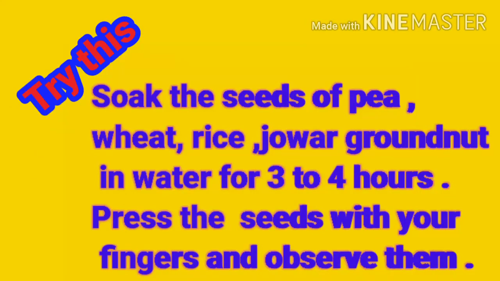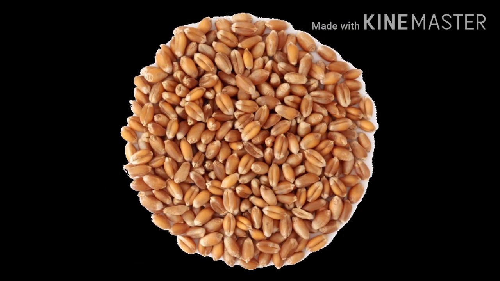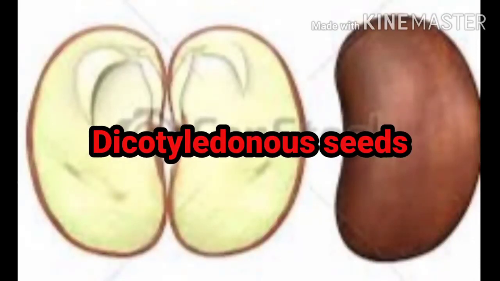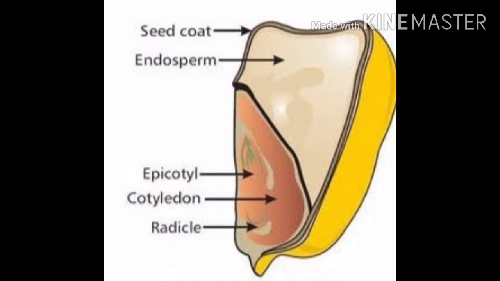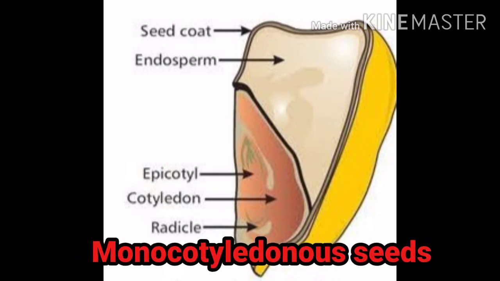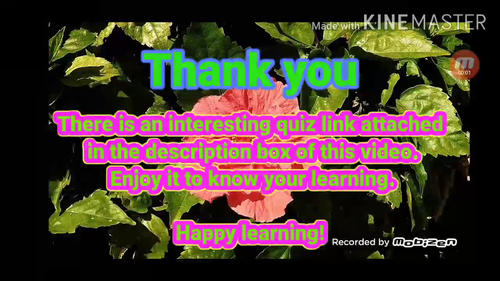Try this. Soak the seeds of pea, wheat, rice, jowar, groundnut in water for 3 to 4 hours. Press the seeds with your fingers and observe them. Which seeds get divided into two equal parts? Seeds which get divided into two equal parts are called dicotyledonous seeds. Seeds which do not divide into two equal parts are called monocotyledonous seeds.